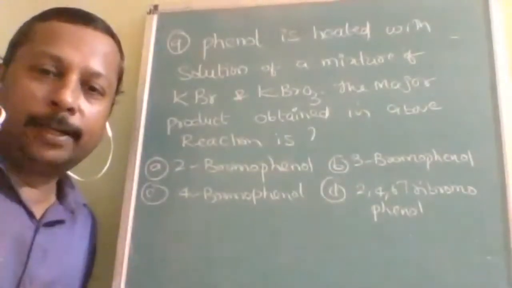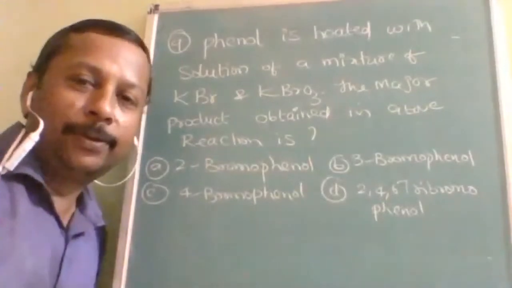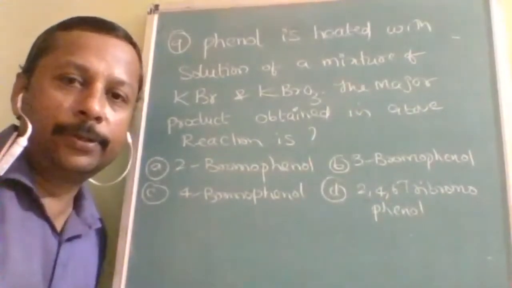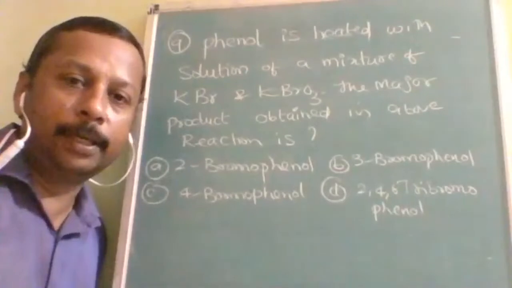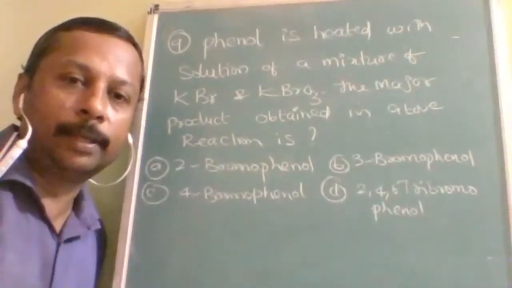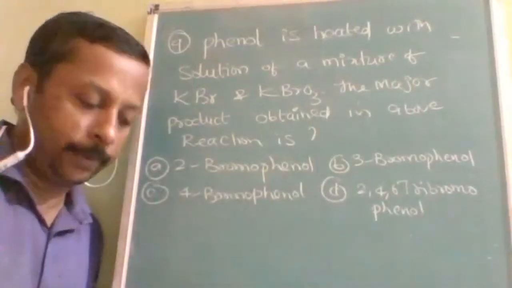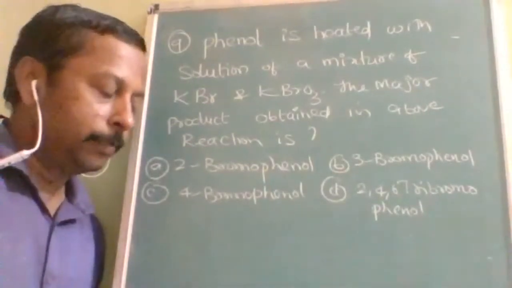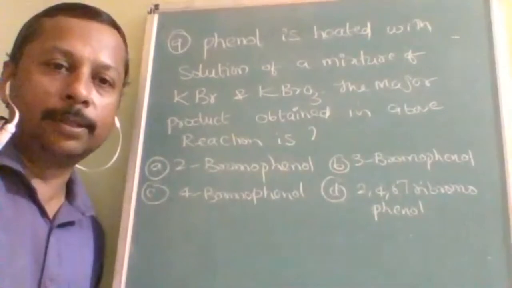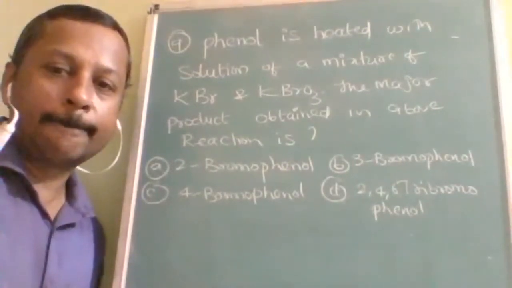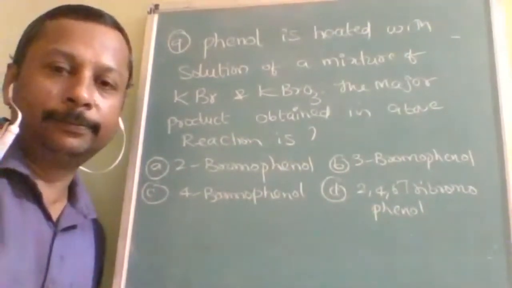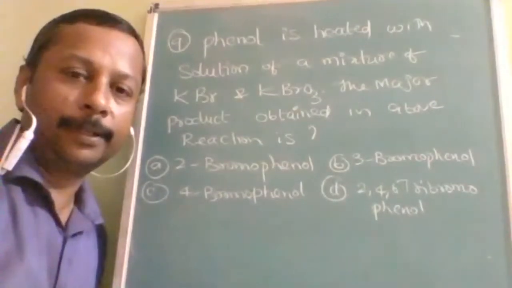Okay, next wonderful question. Phenol is heated with a solution of a mixture of KBr and KBrO3. The major product obtained in this reaction is? Okay, let's see whether we will be able to answer or not. Good replies are coming.